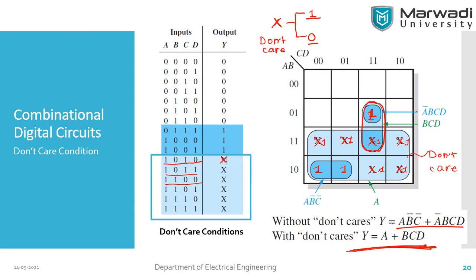Now, what you need to learn from here is that if there is an X, or a don't care condition, then you should consider it. For example, here is X and here is 1. Then you should consider this one as a pair. Understand? Or in fact, it's a wrap-around adjacency. So 2 here and 2 here will combine.